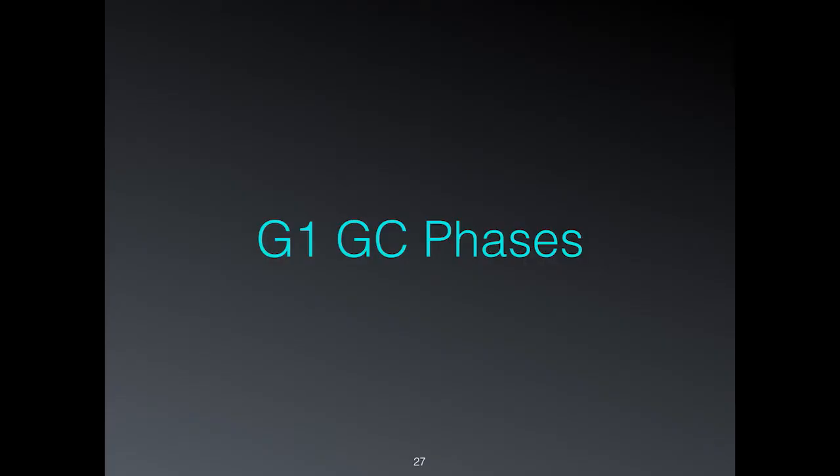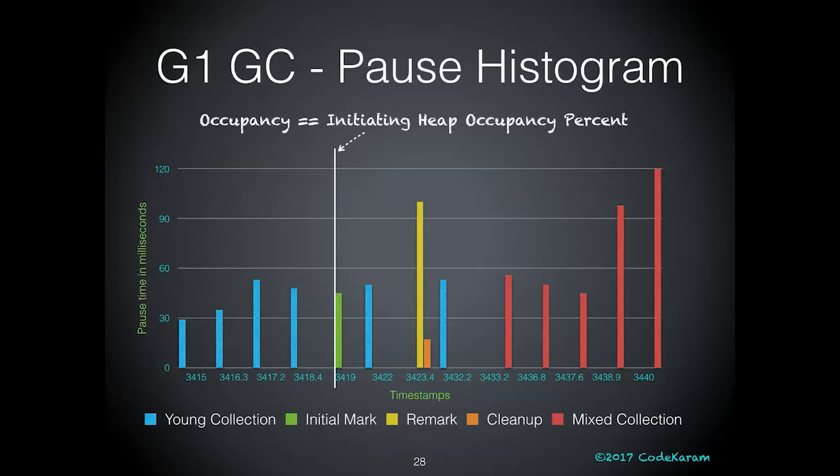All right, so moving on to G1 GC phases. I hope everybody can see the colors here, right? We have 5 different colors. If you need me to talk about the colors, I can do that, but if you can all see it, then it's good. I'll just proceed.